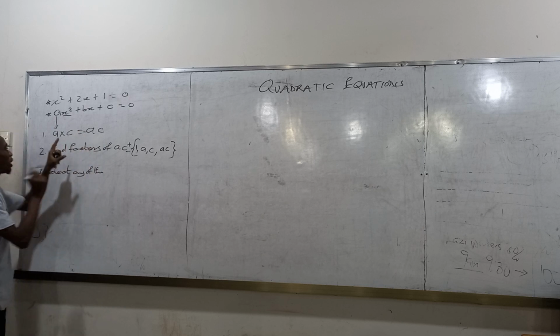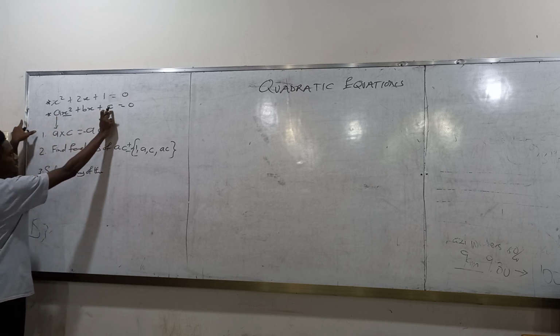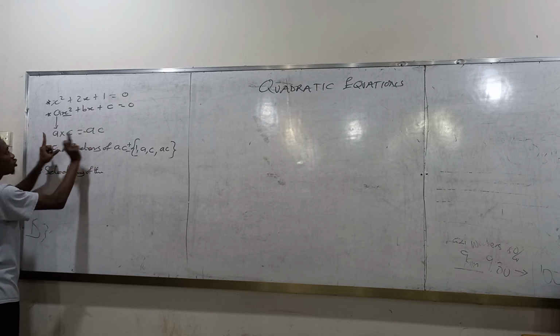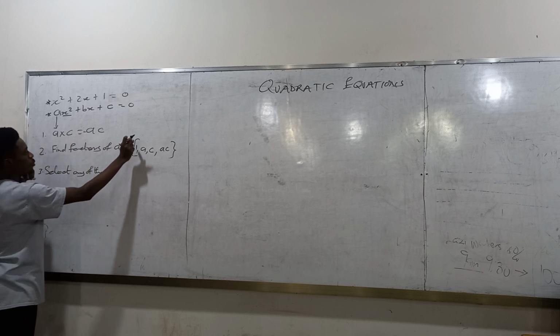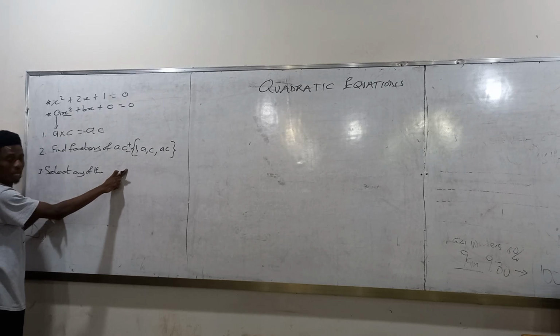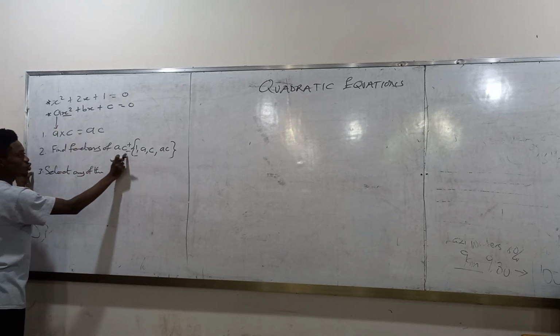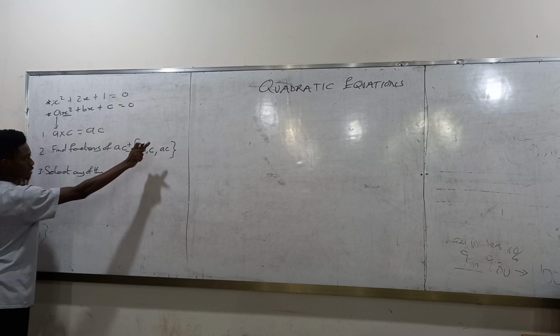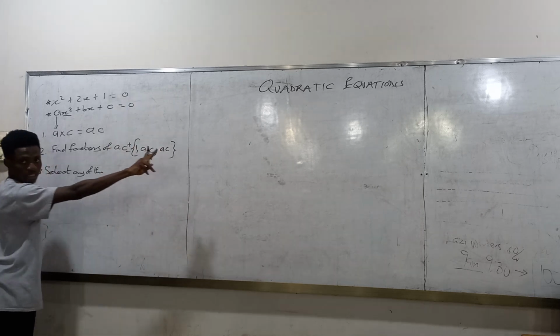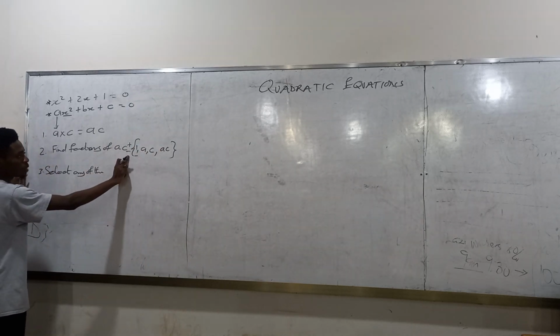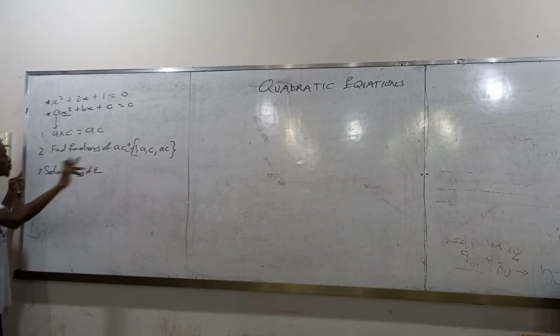That's when, if the product of A and C gives you a negative number, you can take a positive and a negative number. But if it gives you a positive number, then when you are working with positive numbers, you take only positive numbers, and if it is negative numbers, you take only negative numbers.